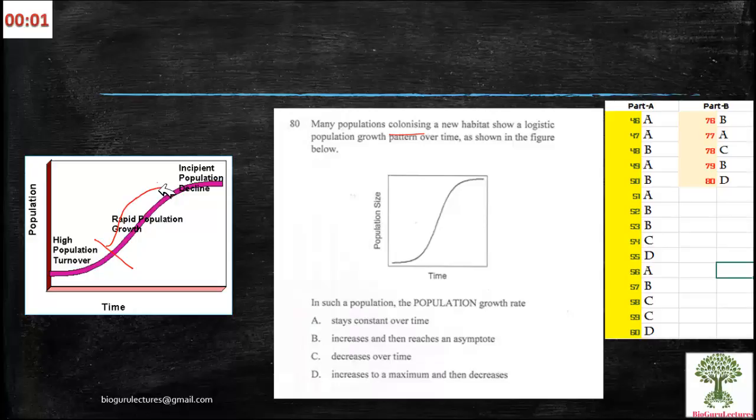After a certain period of time, due to lack of resources or some other possible reason, the mature organisms are also going to die. So the decline will take place over a period of time. Here we can say the answer 4 is correct: increase to maximum and then decrease.